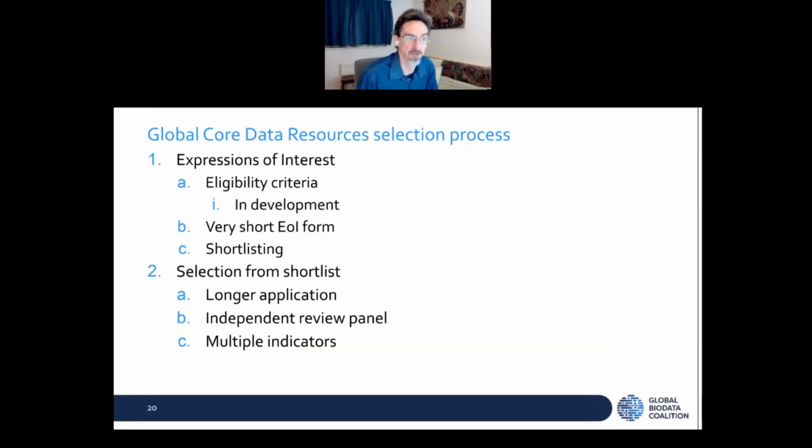I've seen questions pop up, but I'll answer them shortly. I think I'll stop there, and then we'll answer questions. I know there will be many questions about the global core data resources selection. The short answer to most of them is that we're still developing everything.